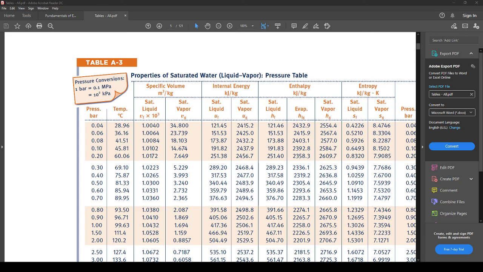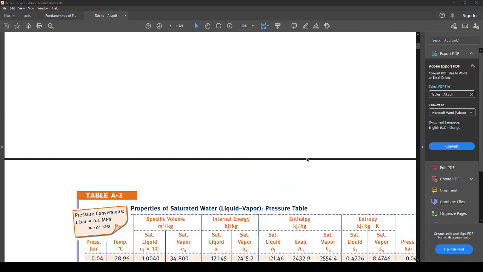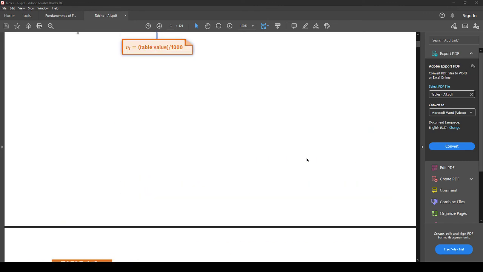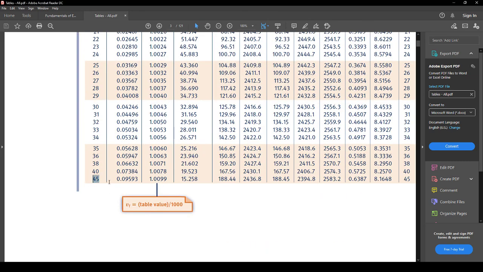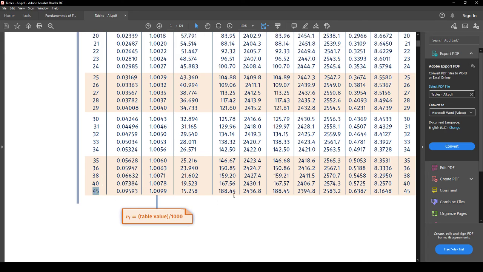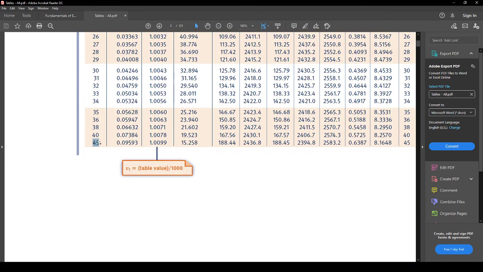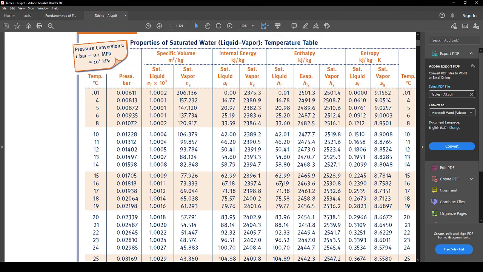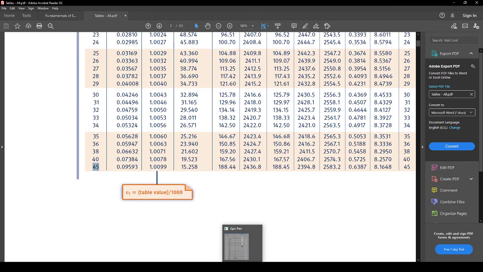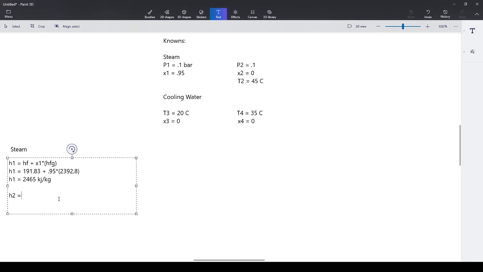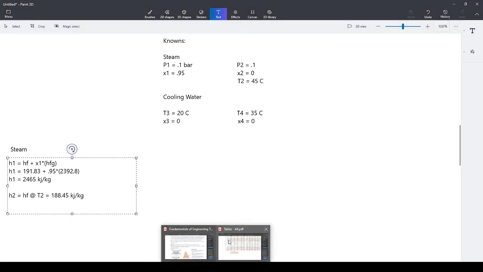Because we know a temperature, and we approximate values in the table, we're going to use our temperature value at 45, which is here, and go across to the saturated liquid value, and we will grab our enthalpy to be 188.45. So let's go back. Right here, H2 is equal to HF at T2, which is equal to 188.45, I think is what I said. If I get these wrong, I apologize. I'm pretty sure that's right, though.